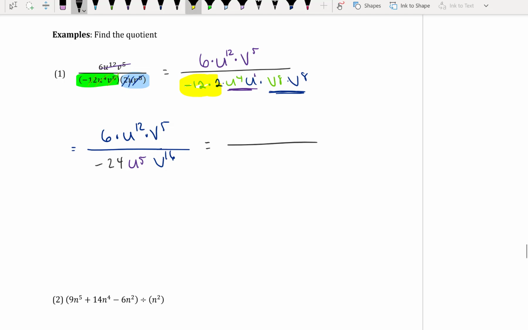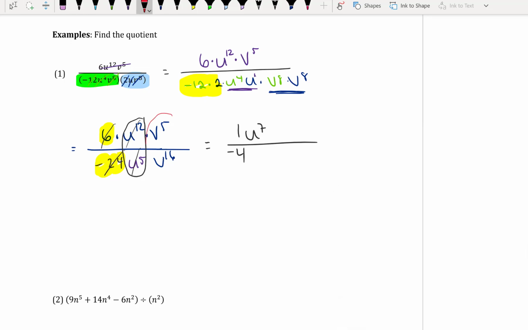Now I can simplify this a bit more. I have a 6, and I also have a negative 24. So if I have 6 divided by negative 24, I'm going to get a 1/4, and it's negative. Now I'm going to be dealing with my u's. u to the 12th is bigger than u to the 5th, so I know I'm going to have u up on top. 12 minus 5 is going to give me a positive 7.